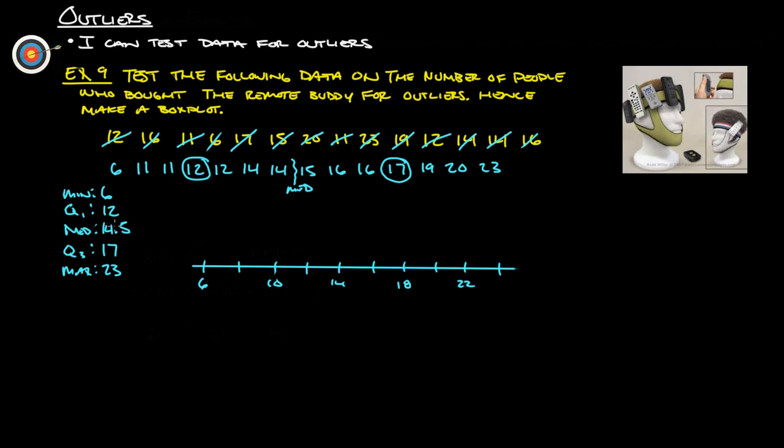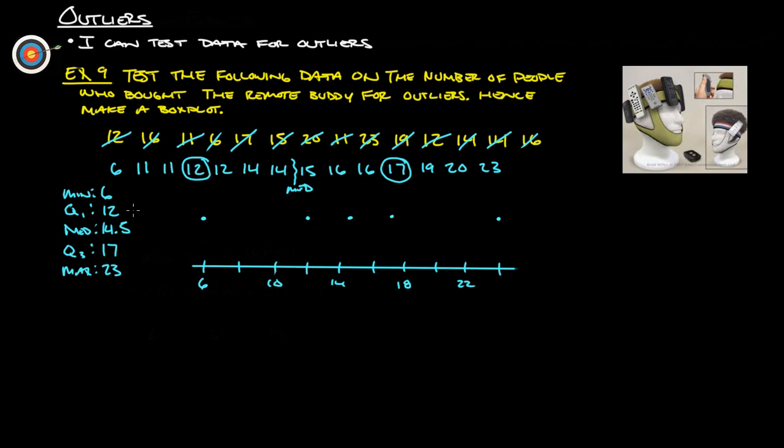Okay, and now let's put our 5-number summary on there. So here's our minimum at 6, quartile 1 is at 12, median is at 15, there's 14 and a half about right here. Quartile 3 is at 17, and then our max is at 23.